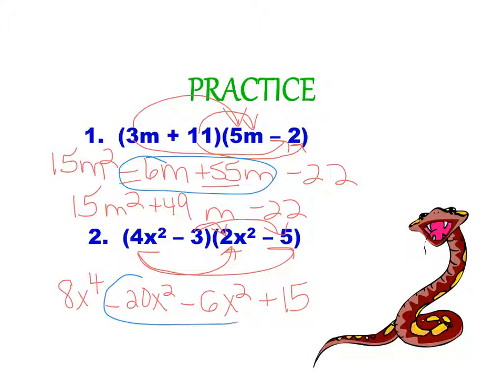Then we have like terms we have to combine. So we bring down our x to the 4th. Our like terms have an x squared. We do the math with the numbers in front. Negative 20. I'm at negative 20 on the number line, and I move 6 more in the negative direction. It puts me at negative 26. Then I bring down my 15.